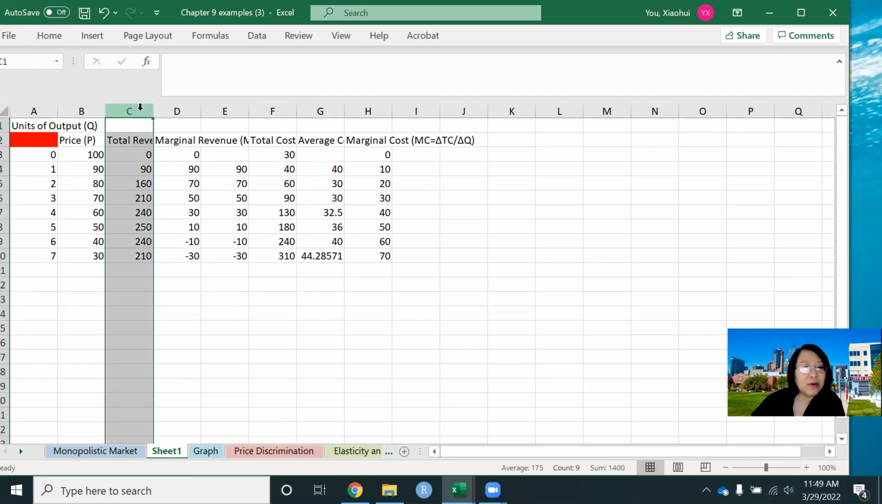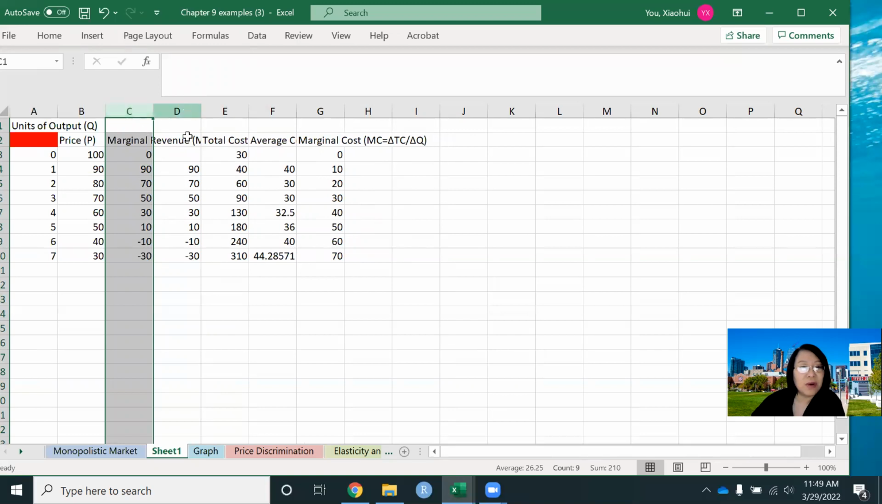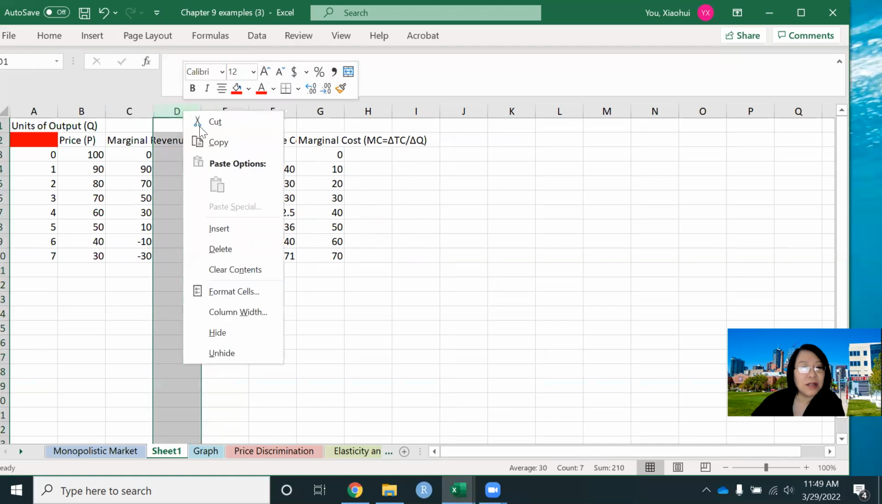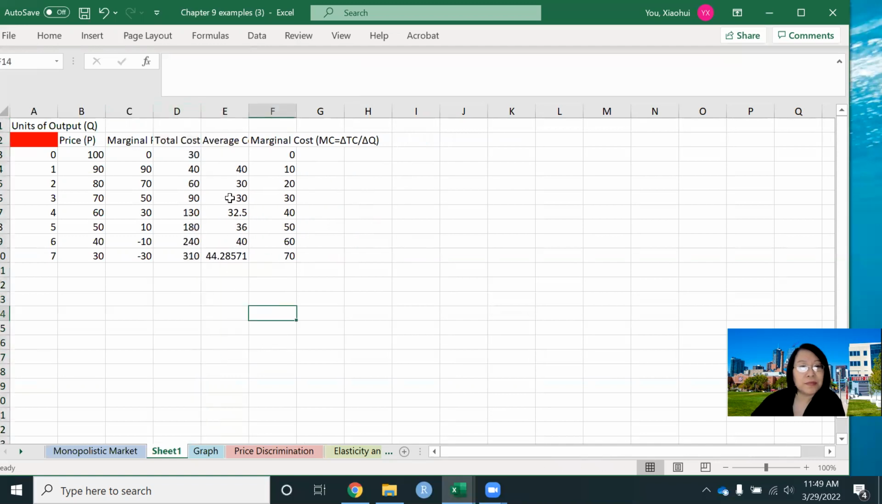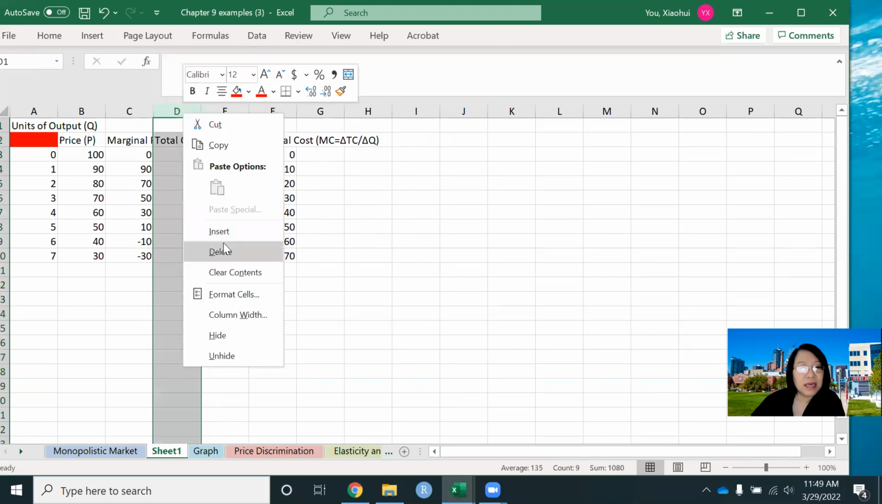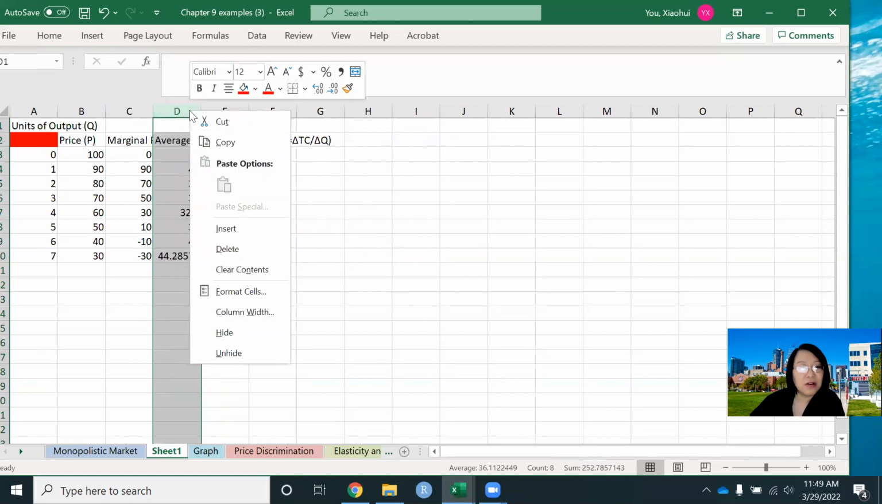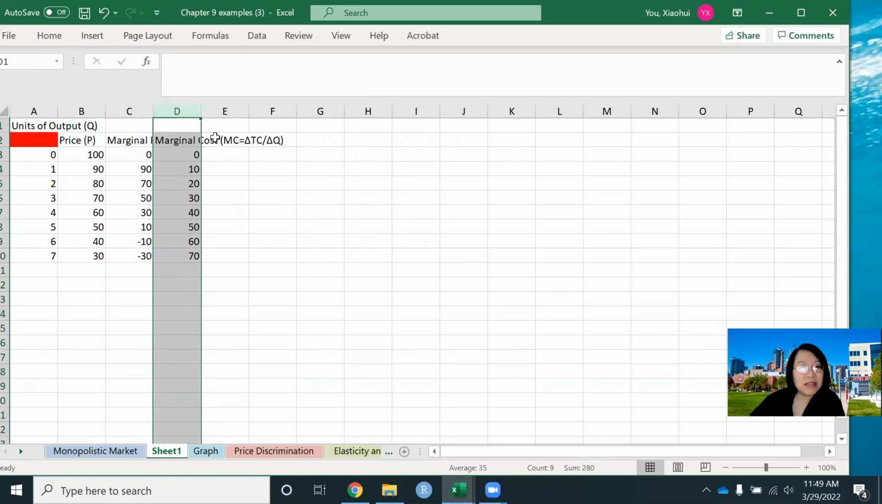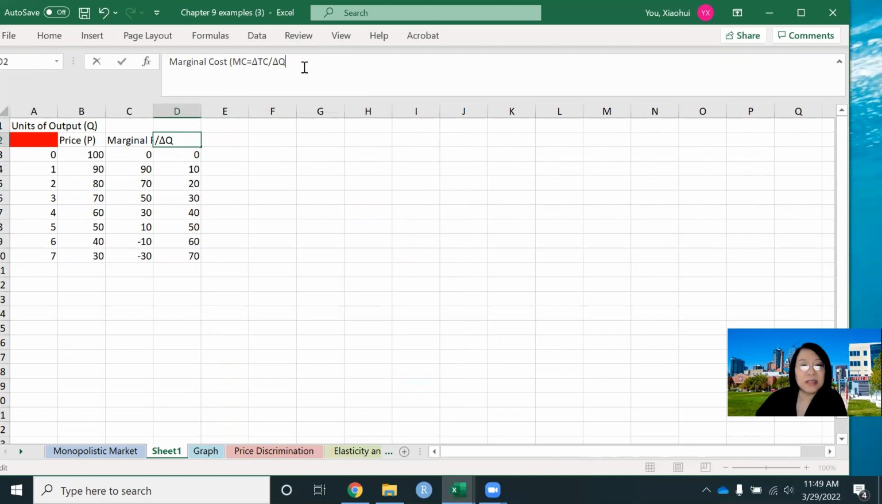And then total revenue, we delete. And the marginal revenue, that's what we want. And this one is the calculation, we don't need this one. Total cost, we don't need it. And then average cost, we don't need it. Marginal cost, okay, we only need this. And somehow some students don't like the calculation. Okay, here you can remove it. See, remove it. Only leave the marginal cost here.